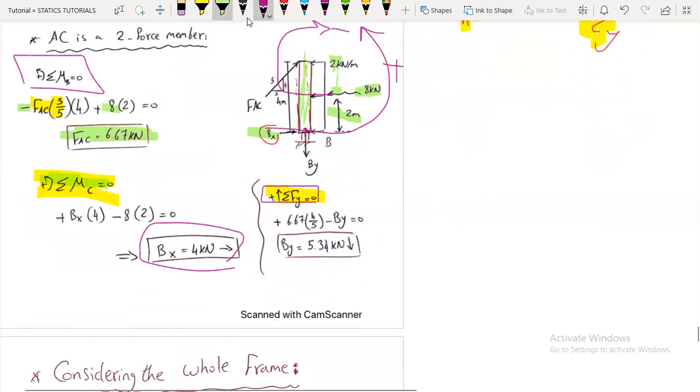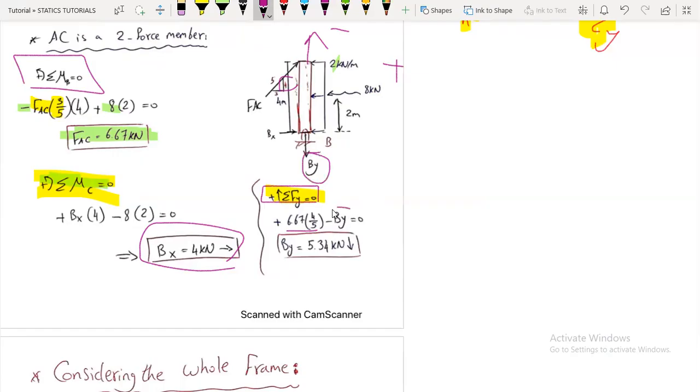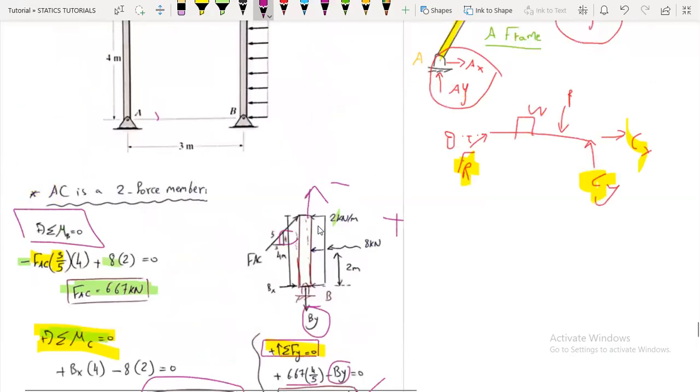And taking summation of forces in the y direction, we can get what? Here we have positive FAC multiplied by 4 over 5, and FAC is 6.67, minus By equals 0, so By will be 5.34 kilonewtons acting downwards.